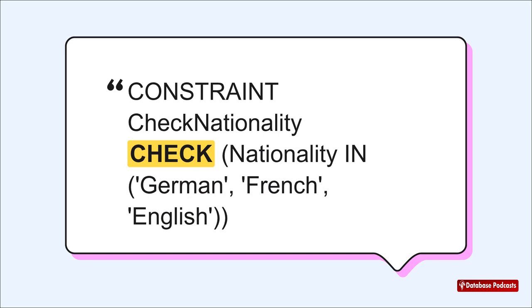And here's how we actually put it into practice, with a check constraint. This little piece of SQL code builds the rule right into the table's structure. Now, if someone tries to insert a new row where the nationality is Canadian, the database itself will throw an error and reject it. This is so much safer than hoping every single application gets the validation logic right.